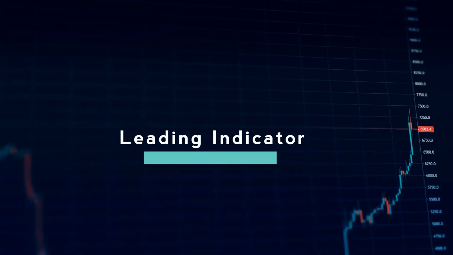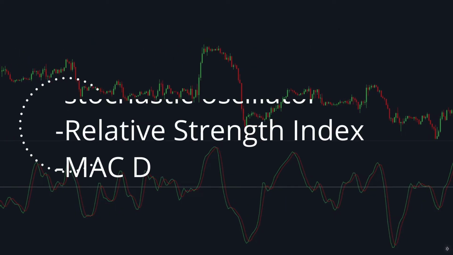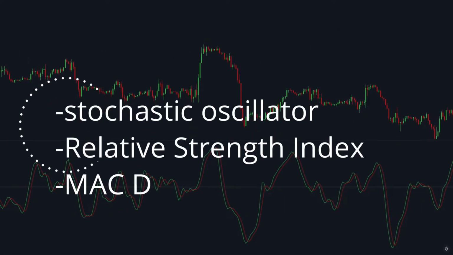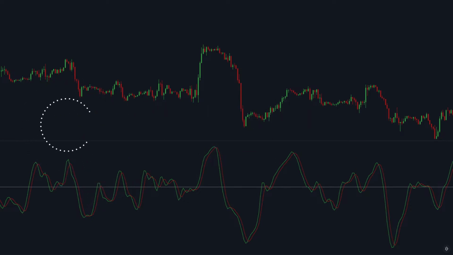The Relative Vigor Index is very similar to the stochastic oscillator, the Relative Strength Index, and MACD, which are very popular indicators used by many traders.